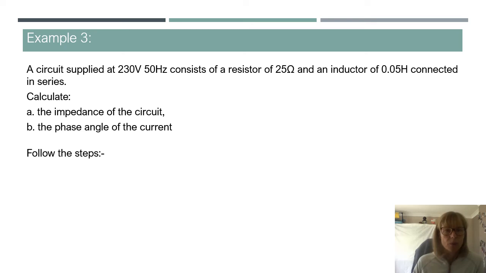Right, so now we've got example 3. We've got a circuit which has a 230 volt supply, 50 hertz, and it's got a resistor of 25 ohms and an inductor of 0.05 henries. And the question's asking us to calculate the impedance and the phase angle.